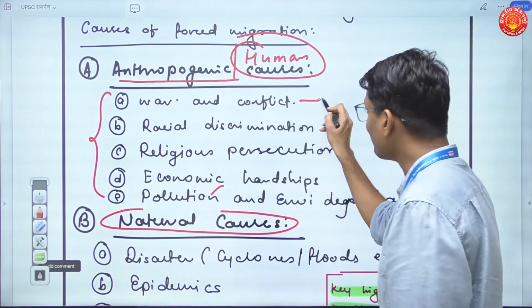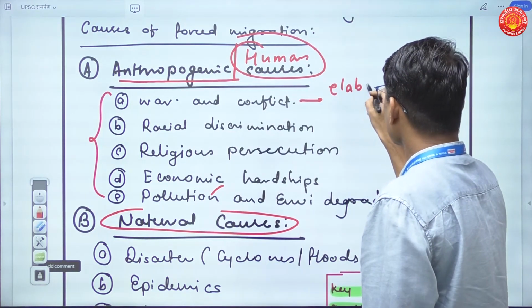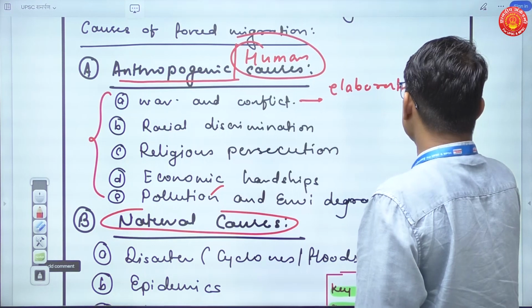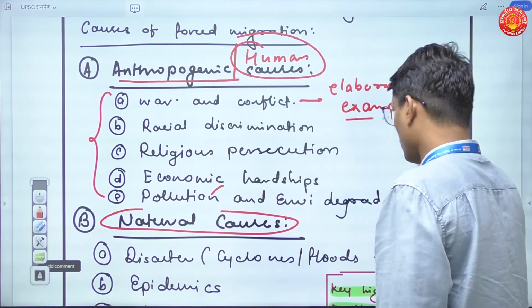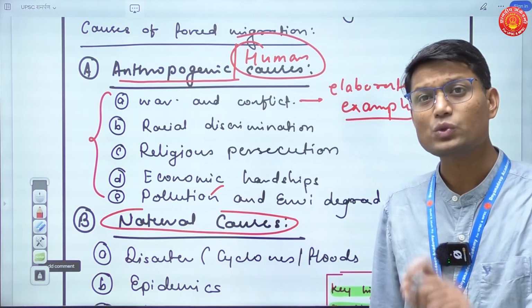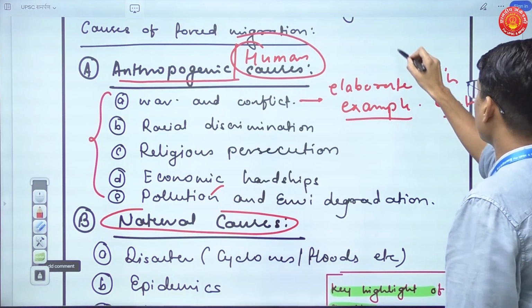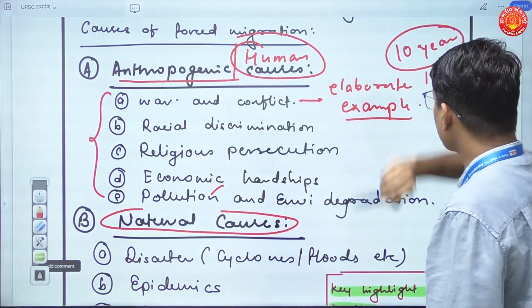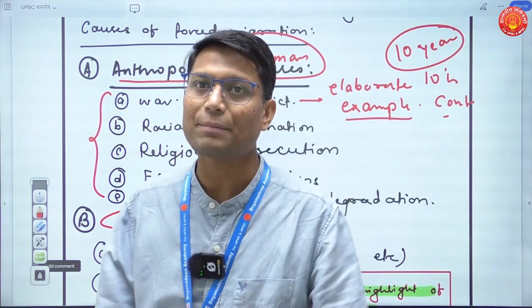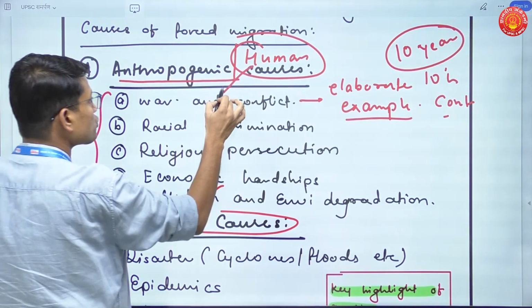Now, with each and every single cause, you will have to elaborate what this is, like elaborate in 10 words, and provide an example for each of these. Now, when it comes to example, it needs to be a contemporary example. It will be better if you are able to provide an event or a case which has happened in the last 10 years. Fine. So that is how you are supposed to approach.